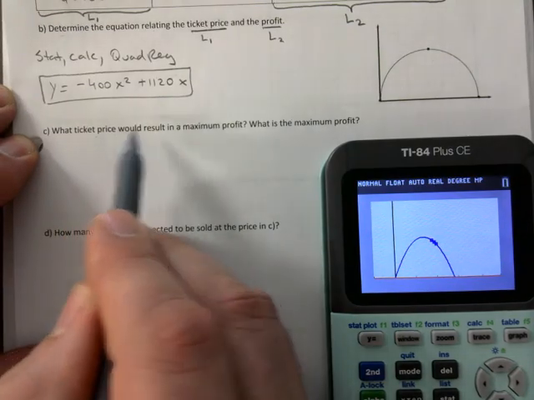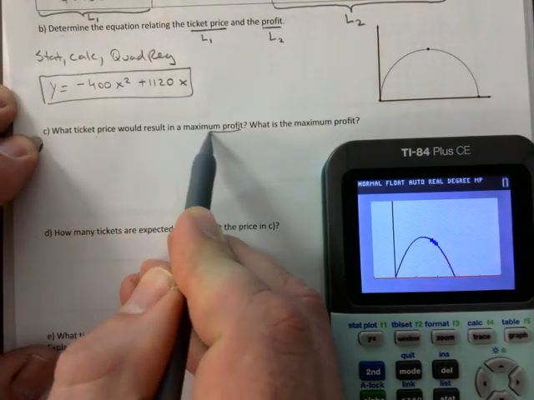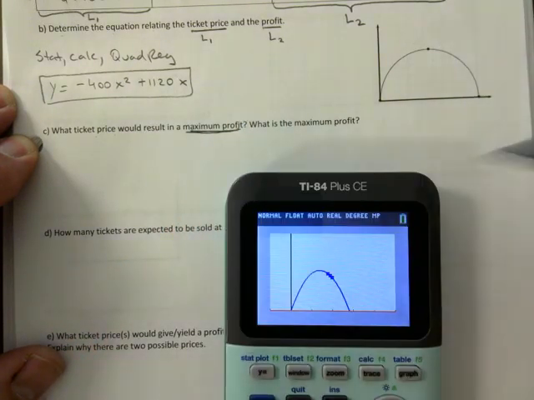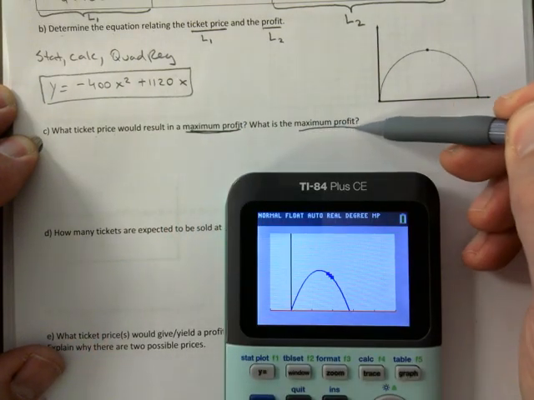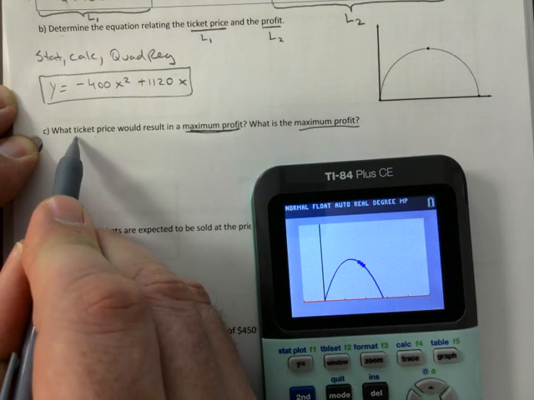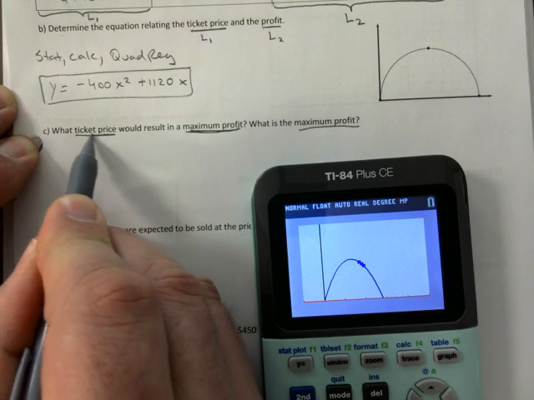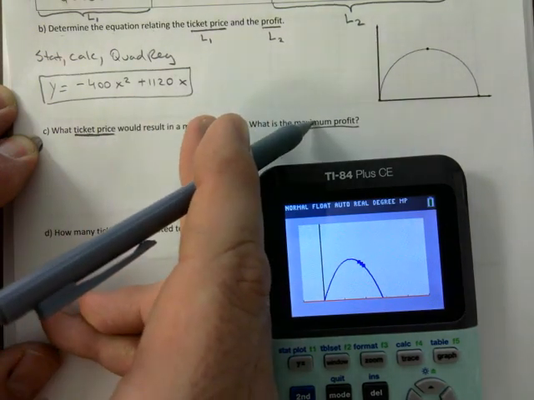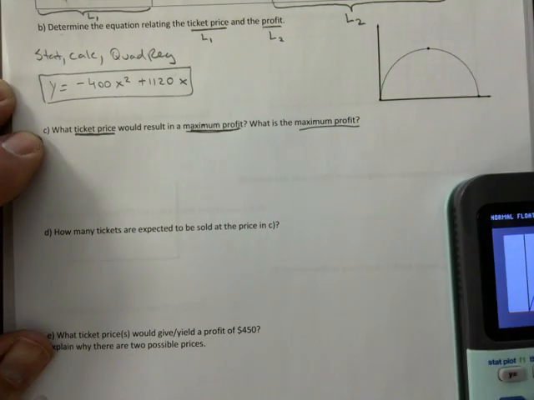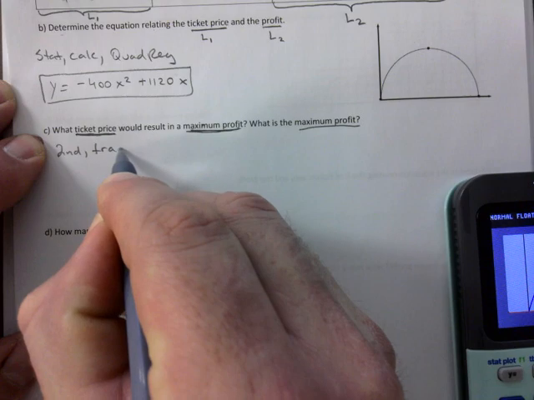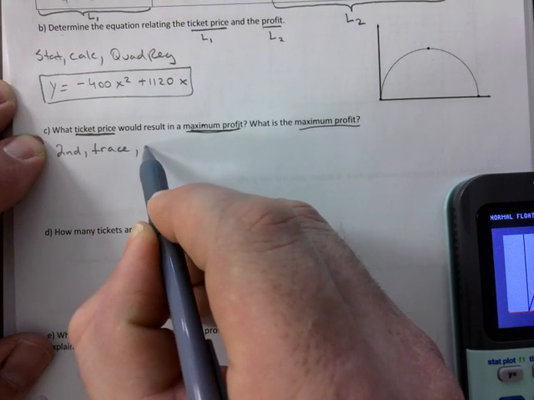What ticket price would result in the maximum profit? What is the maximum profit? So they're asking us for 2 things. The ticket price, sorry, I should have underlined the ticket price that would give us the max profit and the max profit itself. Both of these pieces will be found at the vertex. So let's go ahead and find the vertex.